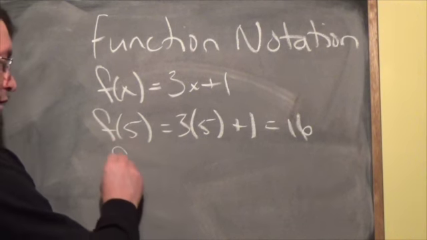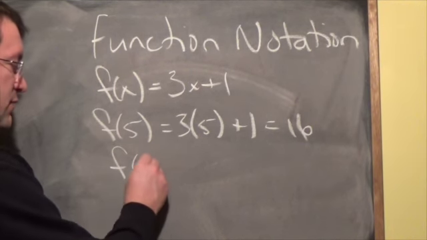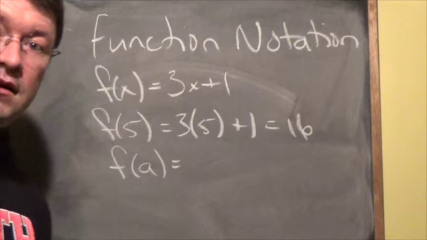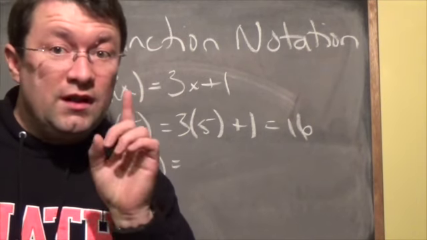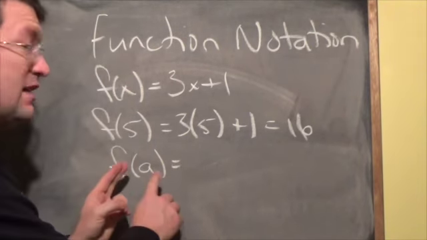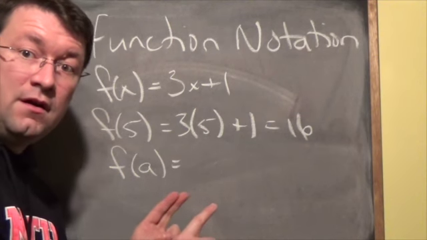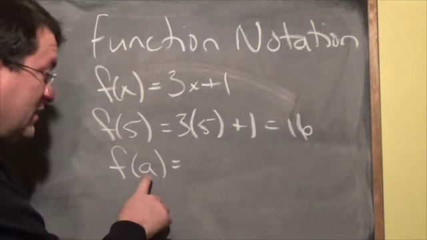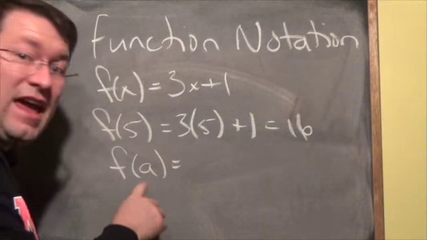Okay, you can change this up. We could make this, for example, f of a. Again, the f rule, okay, is multiply the independent variable by 3, add 1. In this case, though, the independent variable is a.